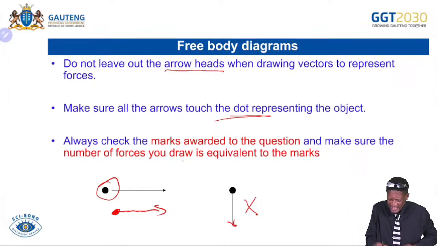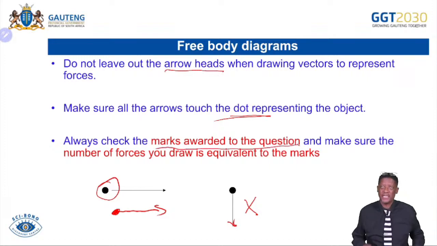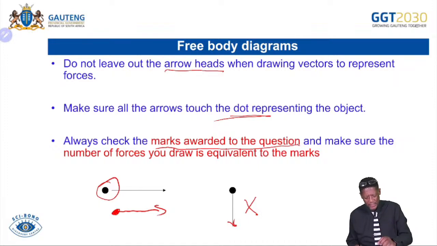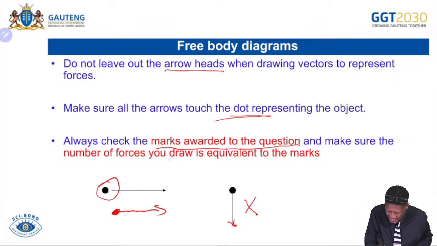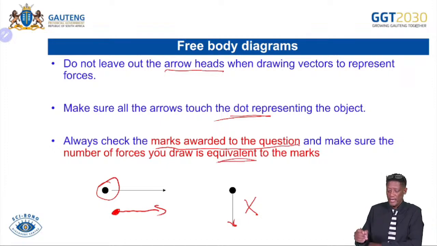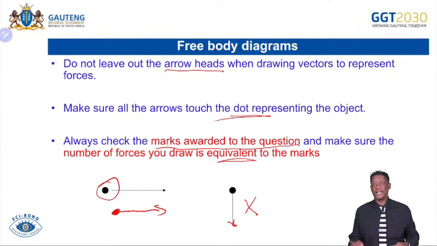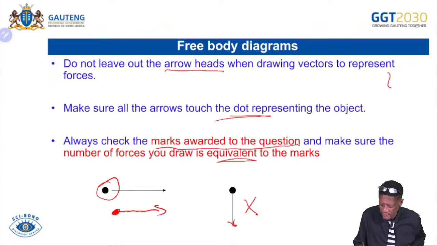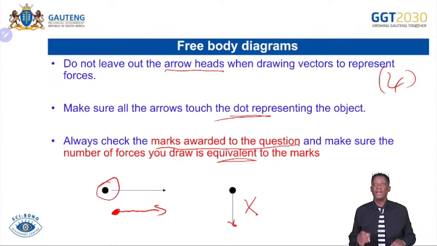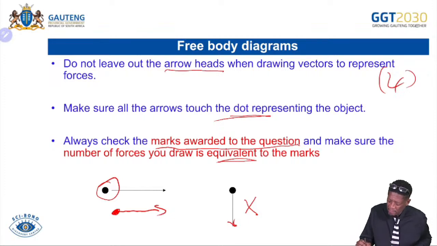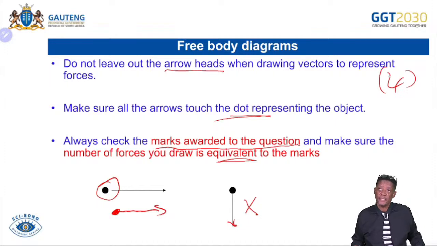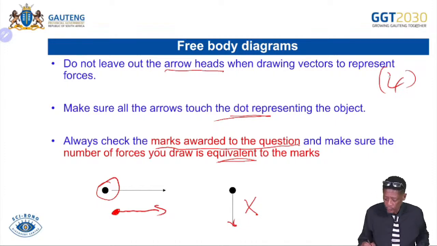Now, always check the marks awarded to the question. I bold it and make it red: mark allocation. The number of forces drawn must be equivalent to the marks. If they say draw a free body diagram and you check the marks, they say 4 marks, it means the forces you draw must equal the number of marks allocated. In other words, this is a free body diagram. We denote it with a dot.